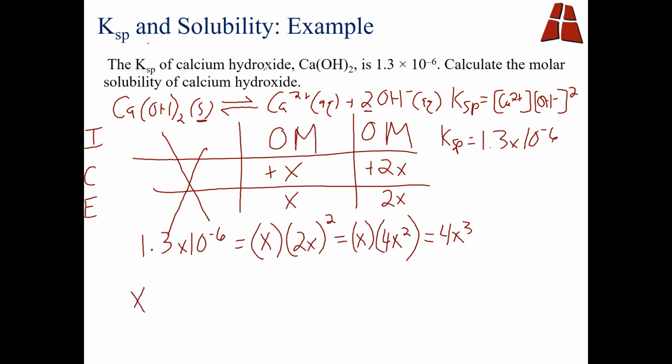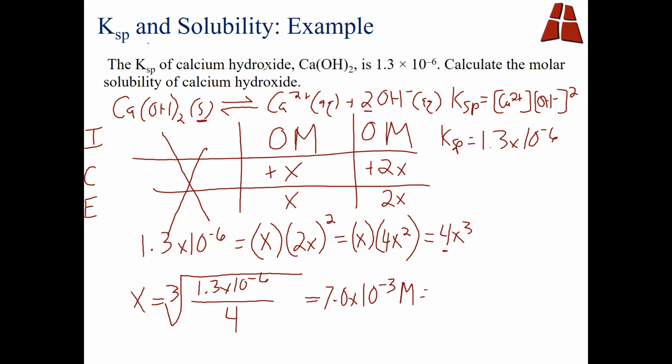And so if we solve algebraically, we could say x is equal to the cubed root, because we have x to the 3rd here. So the cubed root of 1.3 times 10 to the minus 6 divided by 4, which we get from the other side of our equation, of course. And if we were to plug that into our calculator, I got a value of 7.0 times 10 to the minus 3 molar. That would be equal to our concentration of calcium, because we have a 1:1 stoichiometric ratio.